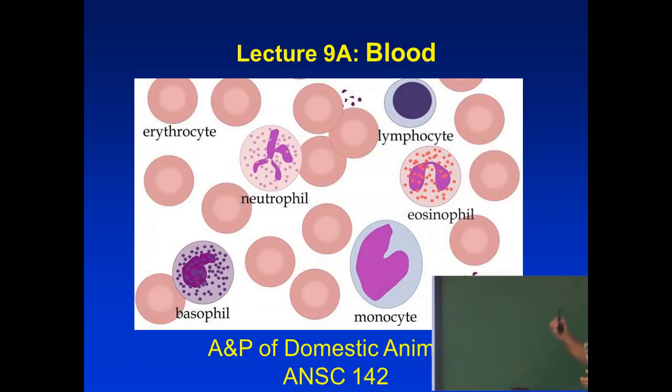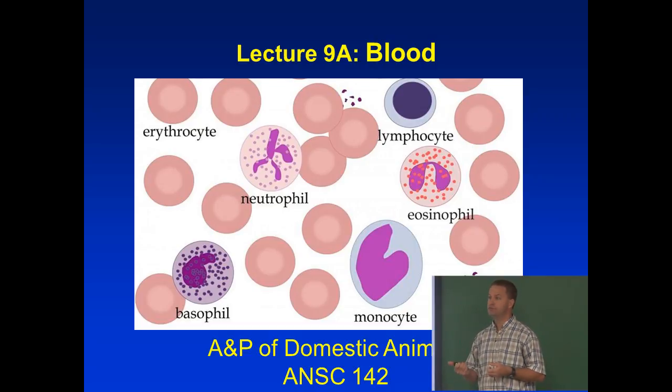Okay, today we are moving on to talk about the circulatory system. Instead of doing Chapter 8, we're going to do Chapter 9 first, which is blood. Blood is what kind of tissue? Connective tissue. Okay, so what are the main parts of a connective tissue?